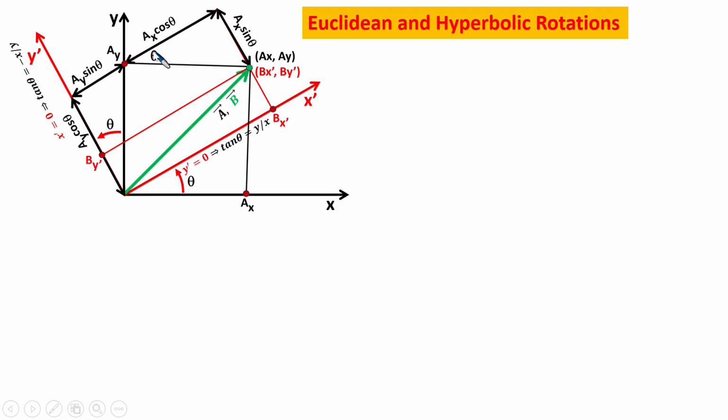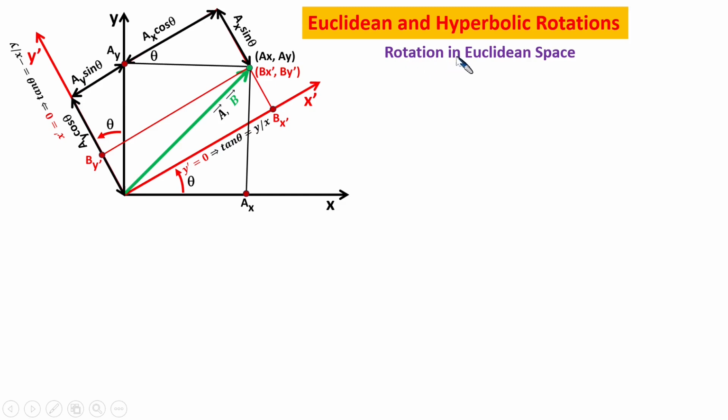Similarly, this side is your ax cos theta. This is the adjacent side, and this opposite side will be ax sine theta, because your hypotenuse is ax, so sine theta is opposite by hypotenuse, that is ax. So opposite side will be ax sine theta. And similarly, this length will be your ay cos theta. This is your adjacent side.